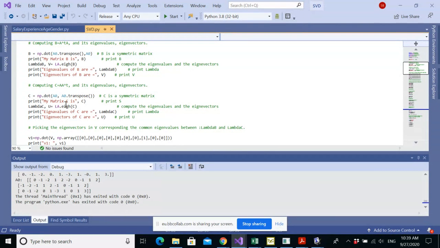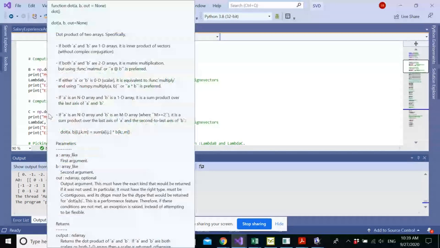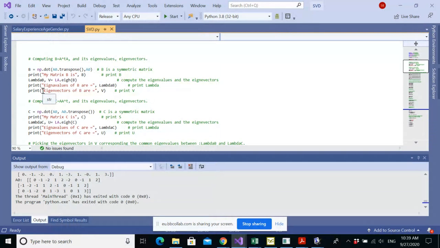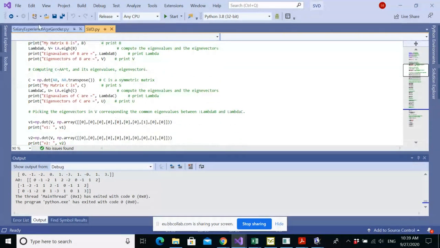Now, what I'm interested in is to look for the common eigenvalues between B and C, and pick the highest ones in some order to be able to get the approximation. So let's run it and see what happens, Shabab.